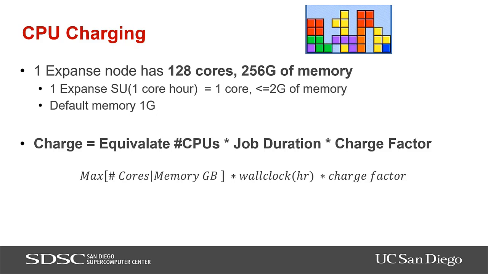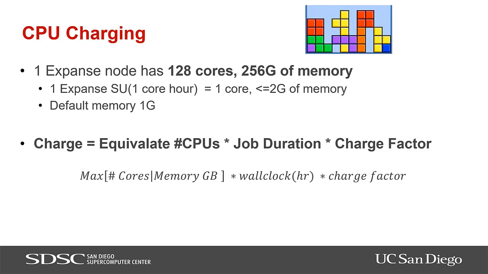Something that's really, really important to note at this point is that in all partitions, unless you specify memory, you're going to get a default of 1 gig of memory. That's across all the partitions. So again, if you're in shared and you want one core, by default, it's going to put in 1 gig.